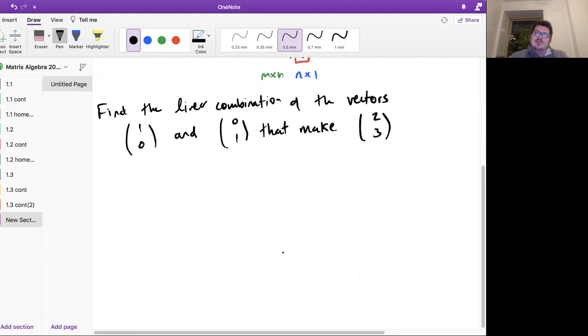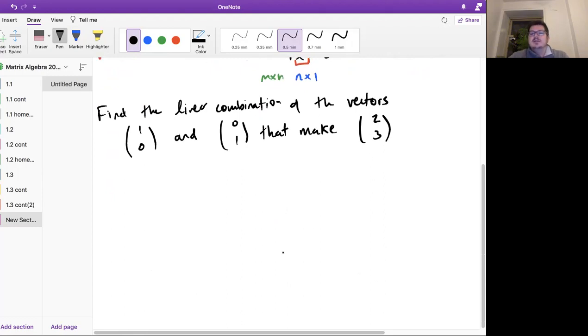So now that we have a name for vector, we can talk about linear combinations of vectors. Let's review what linear combination means. Here's a very, very easy question. Find the linear combination of the vectors (1, 0) and (0, 1) that gives you (2, 3). So what does linear combination mean? Can someone remind me what that means, if you remember?